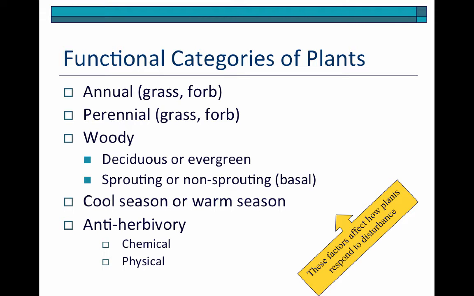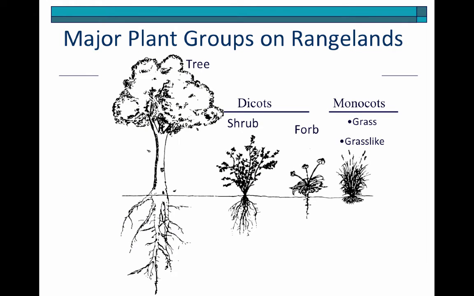So all of these different ways that we categorize plants, and a lot of plants are going to fall into all of these different categories just at a different level. These factors are really how plants are going to respond to disturbance. So we have to take all of these things into account as we're trying to deal with some sort of disturbance. So again, the major plant groups that you're going to see on rangeland are going to be trees, shrubs, forbs, and grasses or grass-like species. Keep in mind that our forbs and our shrubs are really dicots in nature, whereas the grasses and the grass-like species are monocots in nature.